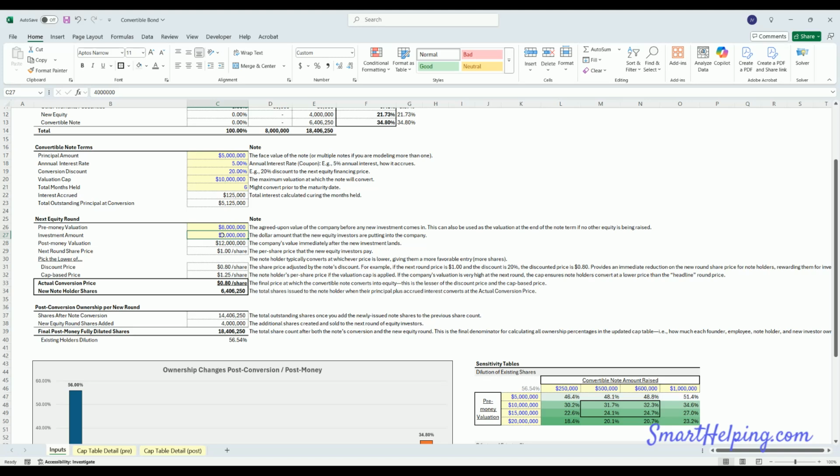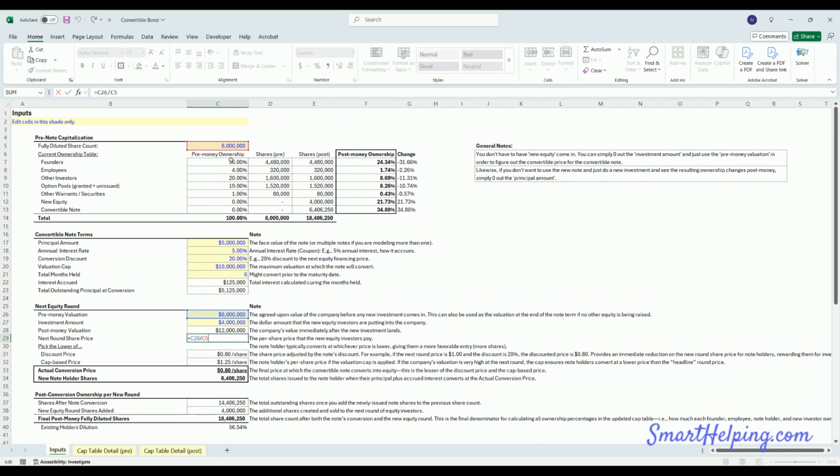Next round share price. So here we're just taking the valuation against the fully diluted share count before we raise. So this is what it cost the new equity investors, like this 4 million here. And you can see their share count for new equity investors is just going to be based on that against the investment amount. But with the bond, they have two calculations, and you got to pick the lower of the two.